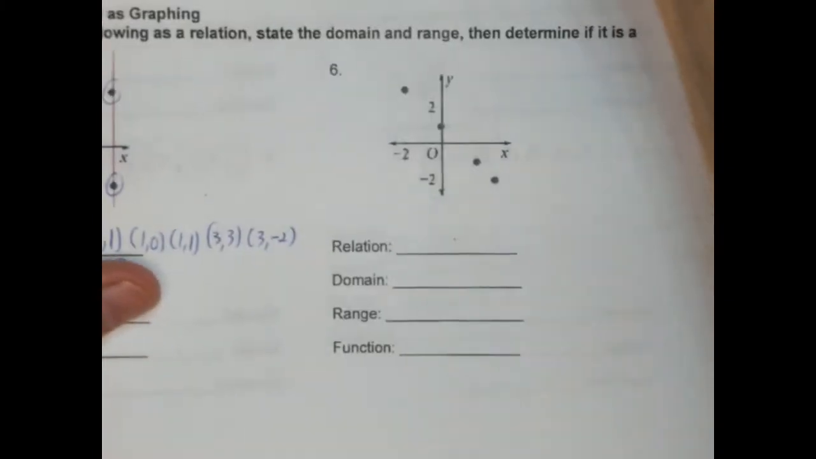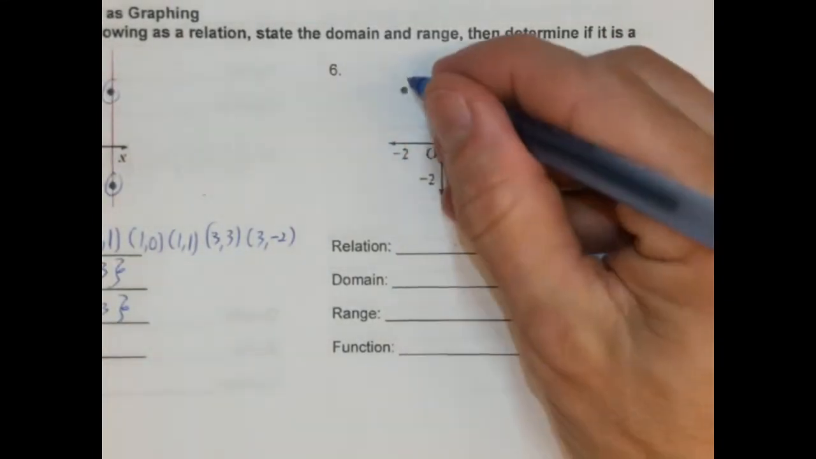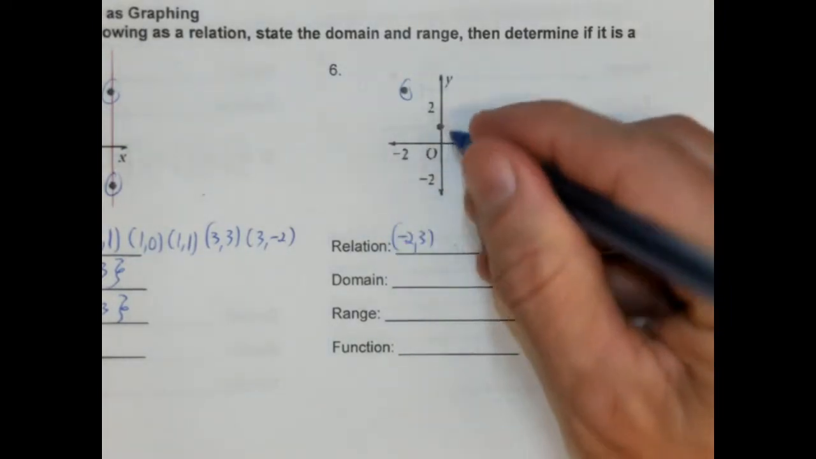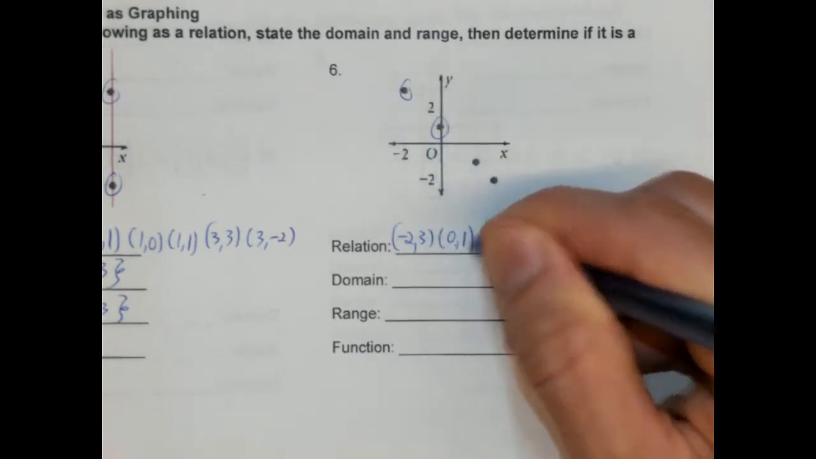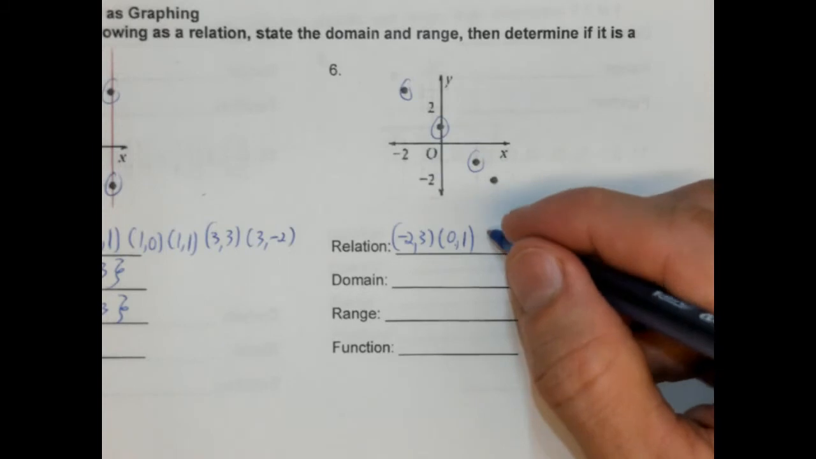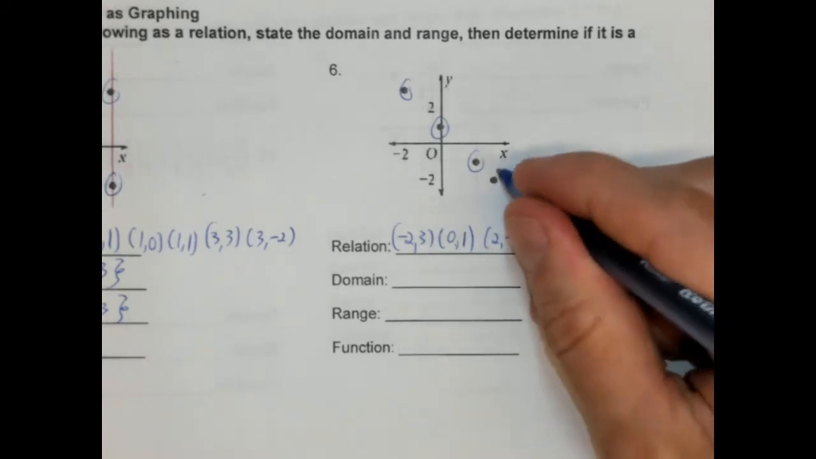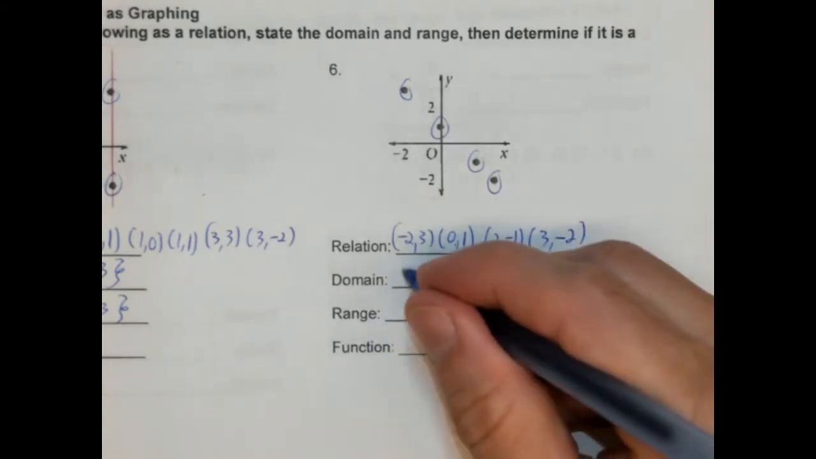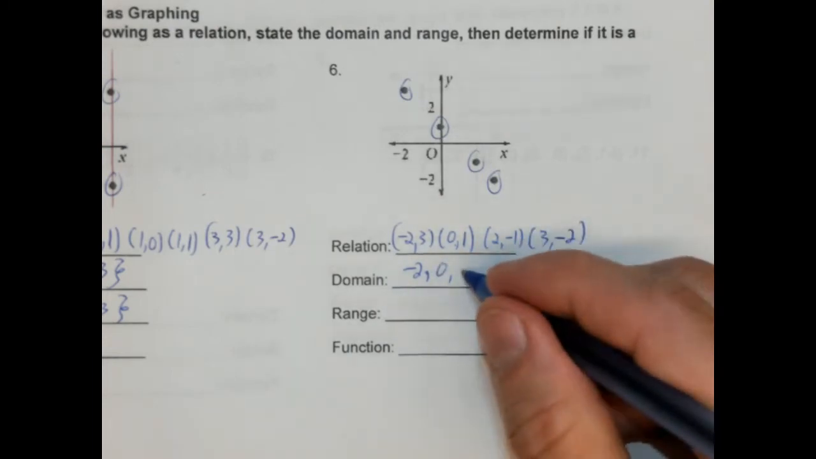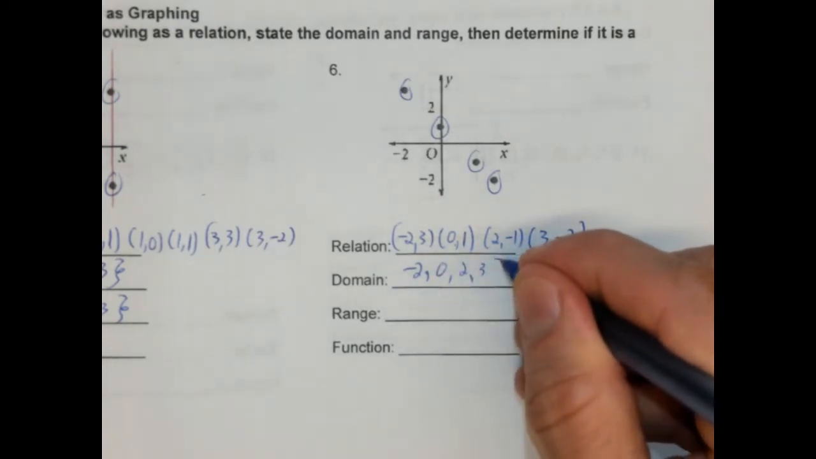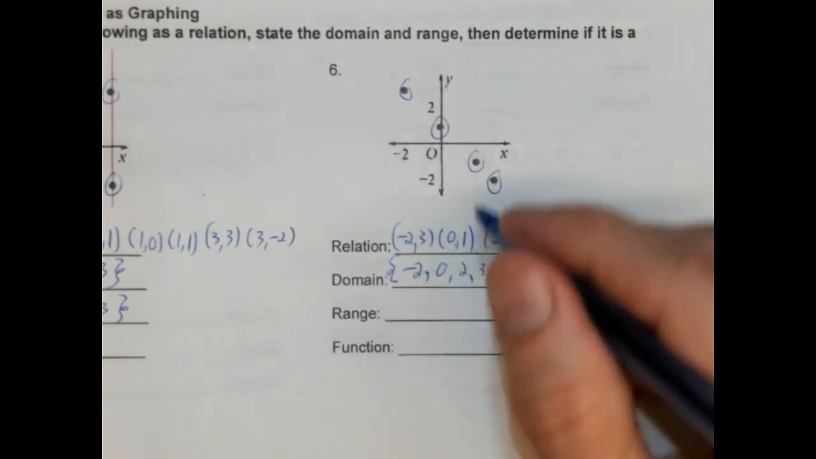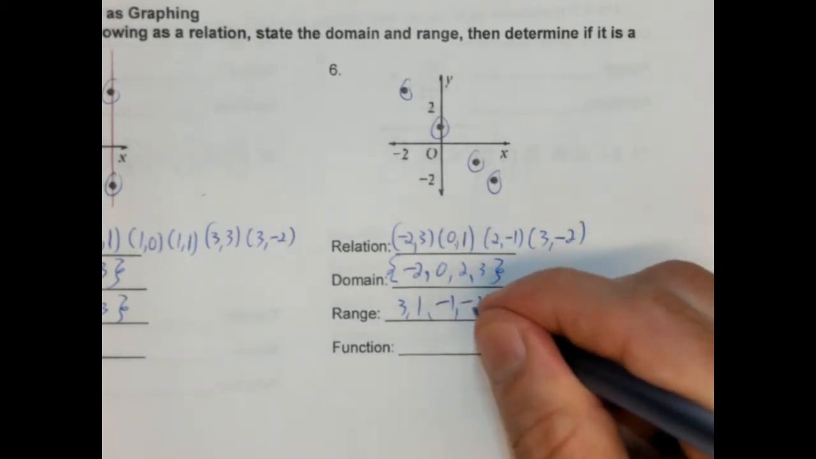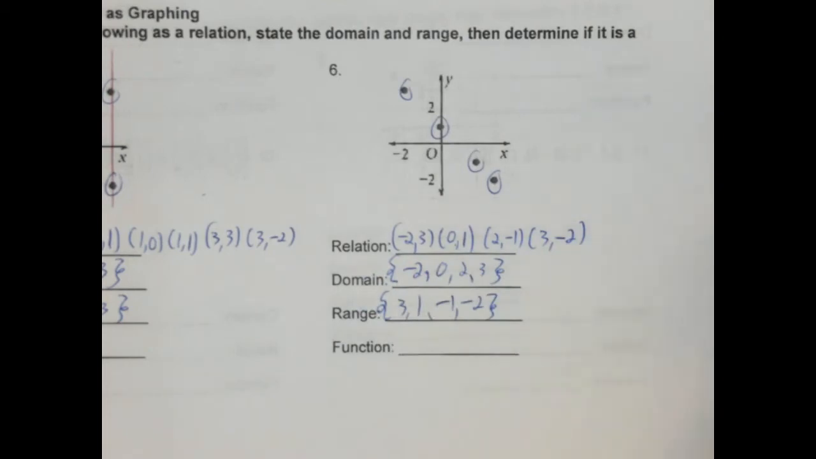Let's check this one over here. So we're going to write the coordinates again. So we have negative 2, positive 3. We have 0, 1. We have 2, negative 1. And we have 3, negative 2. So the domain, negative 2, 0, 2, and 3. The range, we have 3, 1, negative 1, negative 2.